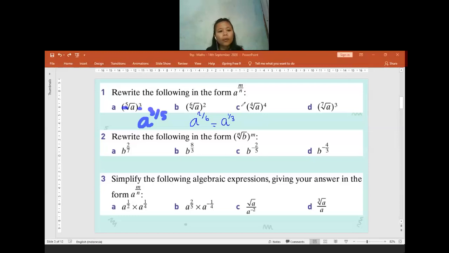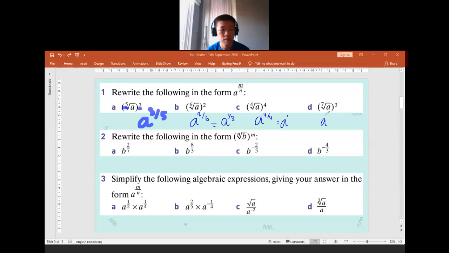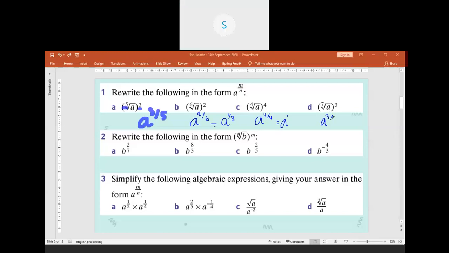For question C, we write it as a to the power of 1. Or if we follow the question, it will be a to the power of 4 per 4. A to the power of 1. For question 1D, it will be a to the power of how many? A to the power of 3 per 7. Okay, good job. Thank you.